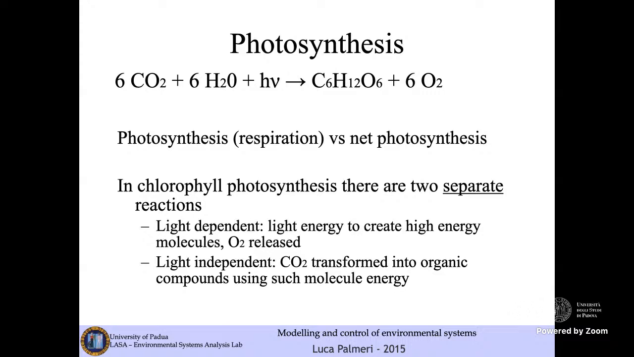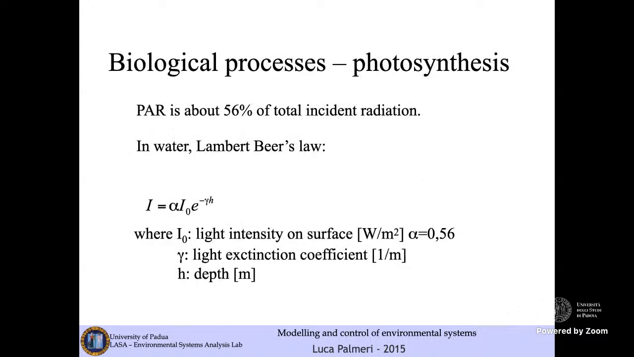So typically we subdivide photosynthetic activity into two steps. The first step is the so-called light dependent one, in which we have the creation of high energy molecules. We call these molecules ATP, adenosine triphosphate, and so on, which are the energy carriers for all the cellular processes. In this case, oxygen is produced. And then we have a light independent phase in which this energy is employed to convert inorganic forms of carbon into organic compounds, such as carbohydrates.